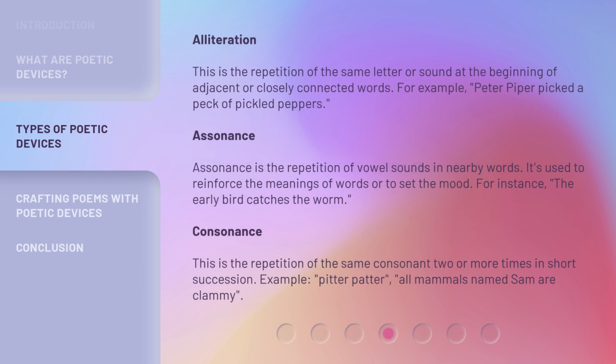Alliteration. This is the repetition of the same letter or sound at the beginning of adjacent or closely connected words. For example, Peter Piper picked a peck of pickled peppers.